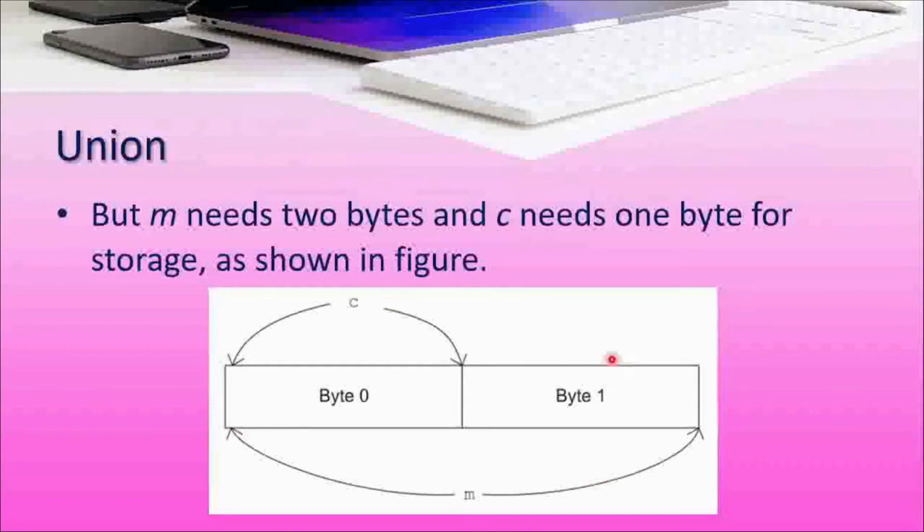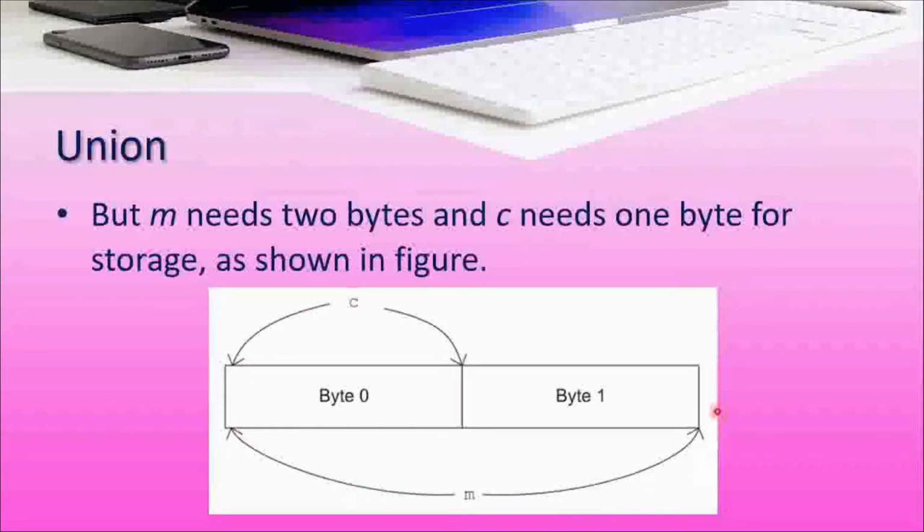M takes 2 bytes, but C needs only 1 byte. C is a character type, and since it is a character, it needs only 1 byte. So the first byte of storage is allocated for C. This will be the representation of the memory locations inside a union. The total space allocated will be M, and the first byte will also be allocated to the character type.